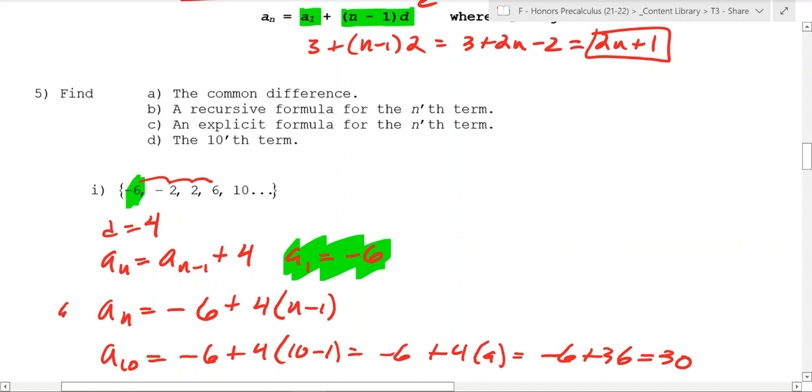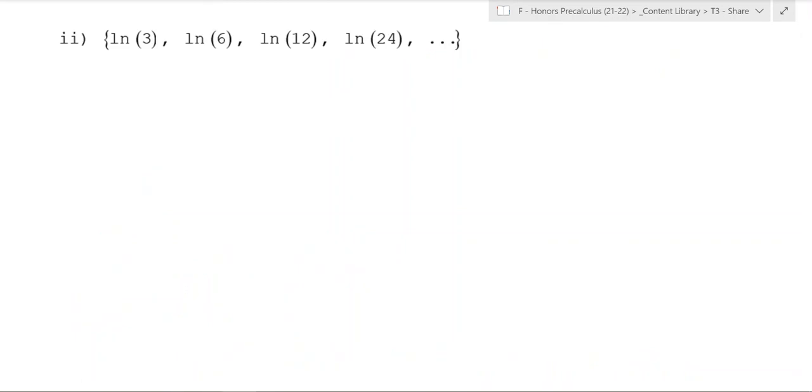That's why this is explicit and this is recursive. The biggest reason explicit is so useful is because you can just find a value really nicely. I don't need the first 9. Recursive, you would need the first 9 to get the 10th, but this one you just plug in 10. So let's do the same thing here.